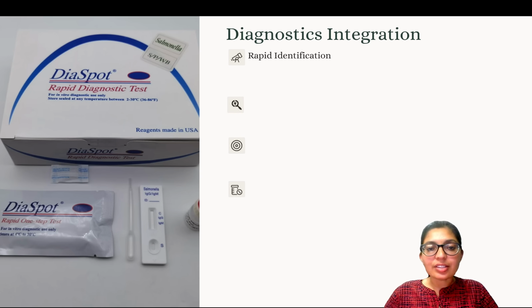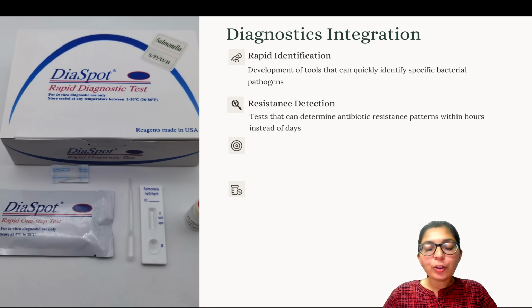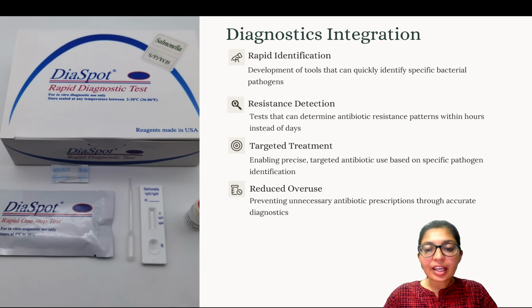Diagnostic integrations. It includes rapid identification, development of tools that can quickly identify specific bacterial pathogens, which will be helpful. Resistance detection: tools that can determine antibiotic resistance within hours instead of days. Targeted treatment: enabling precise targeted antibiotic use based on specific pathogen identification should be there. Reduced overuse: preventing unnecessary antibiotic prescription through accurate diagnostics.